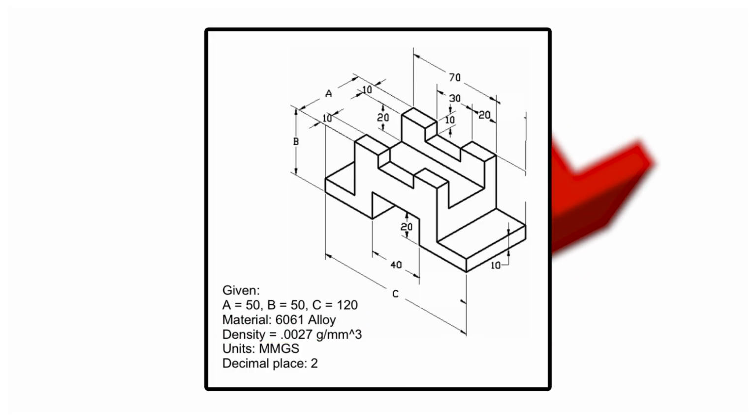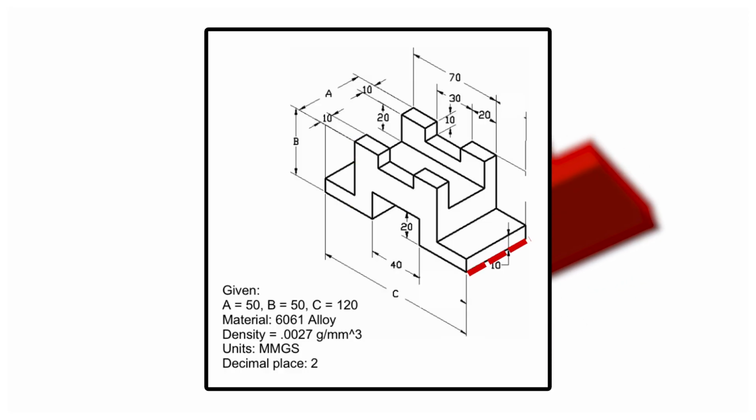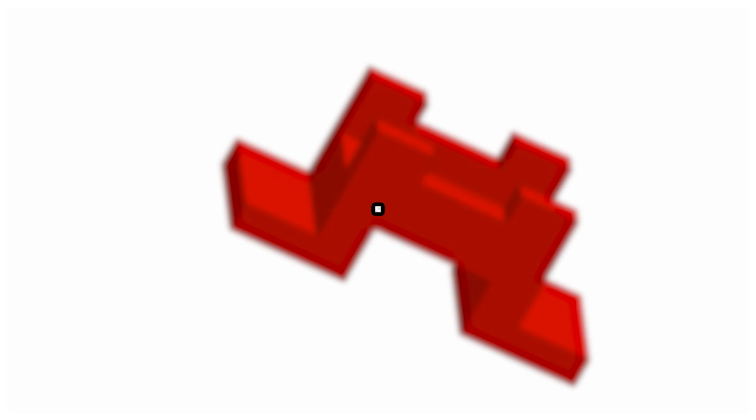A few important notes: the variable length C is going to be the length of our model, and then variable B will be the height. Variable A is going to be the width. Okay, let's go ahead and get started.